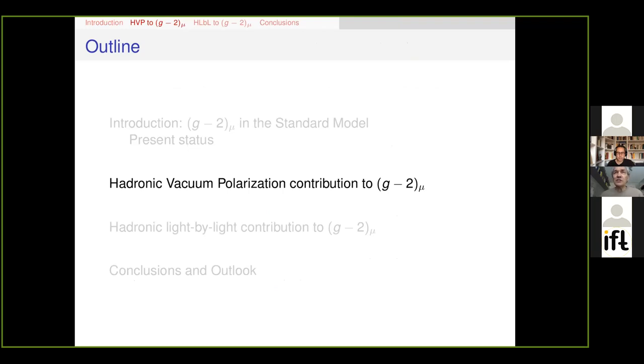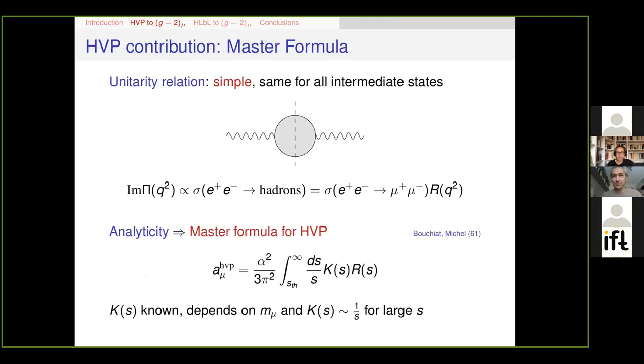So let me now go into the details of these two contributions. So for HVP, I told you already, you make a cut through this blob and then you relate the imaginary part of this quantity, which is a scalar function of just one scalar variable, the Q square of the photon, to something measurable, the cross-section e+ e- to hadrons. And that's essentially the only input you need. If you measure this for all Q squares, then you can calculate this vertex correction with this blob exactly.